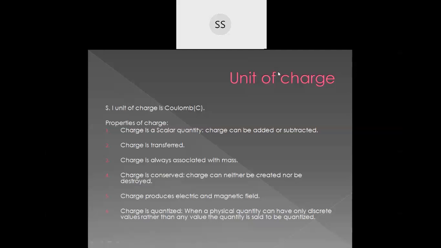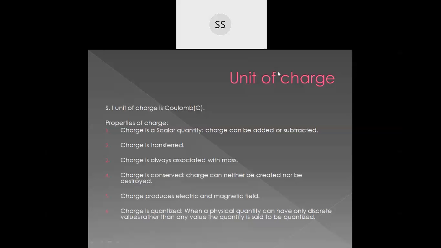Charge is quantized. When a physical quantity can have only discrete values rather than any value, the quantity is said to be quantized. Discrete values mean 1, 2, 3, 4. These are called discrete values. Charge cannot be counted like half charge, 3 by 2 charge, 0.5 charge. Charge cannot be counted like that. It can only be counted like 1 charge, 2 charge, 3 charge, 4 charge. So charge is quantized. It can only be counted in discrete values.